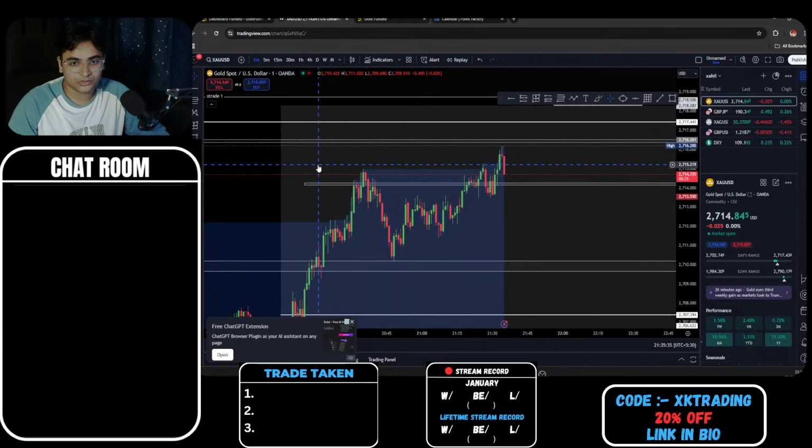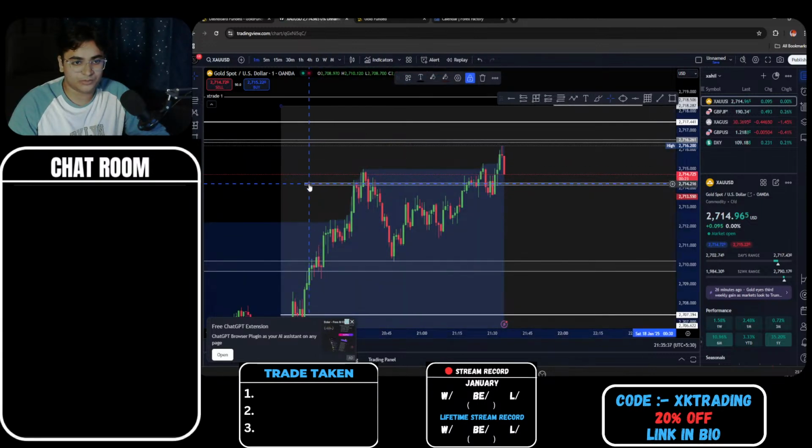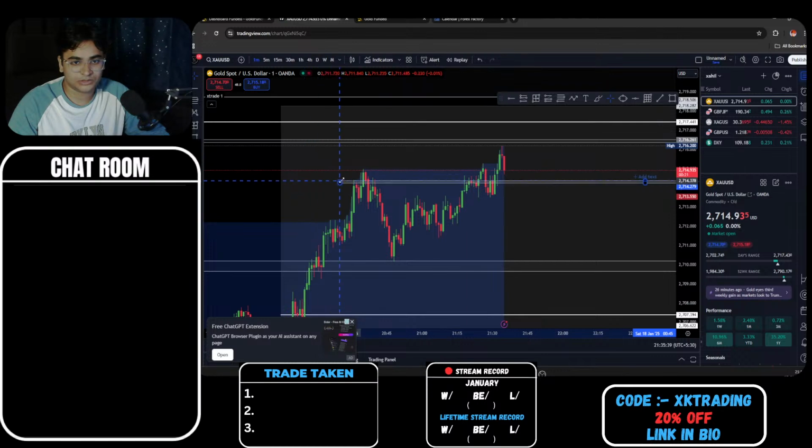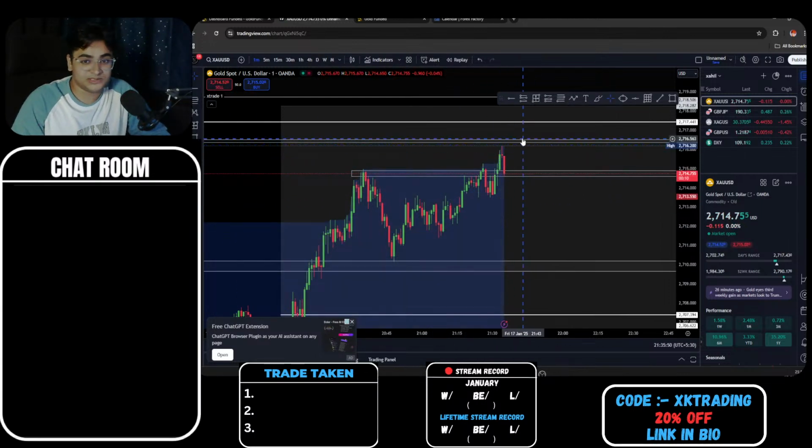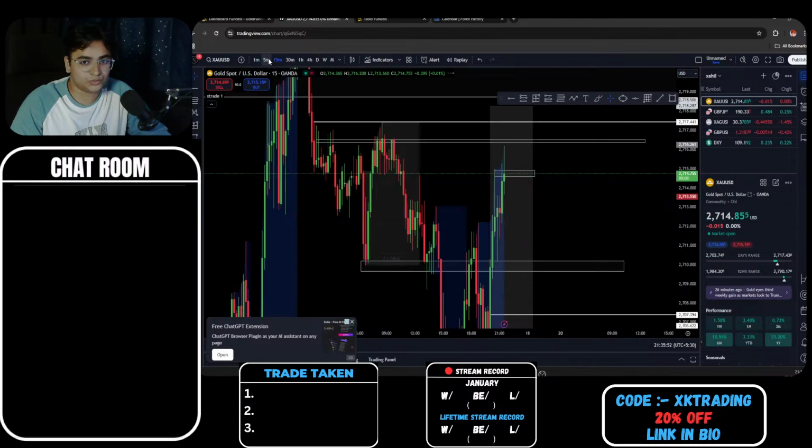If not, once we break below this area again, then we are not good. To be honest, then we are not good. I mean, I'm aware that this is a rejection point, but if price wants to continue moving up, then this is the last hope.